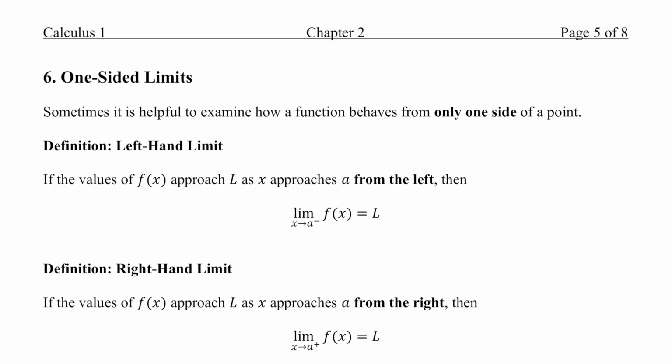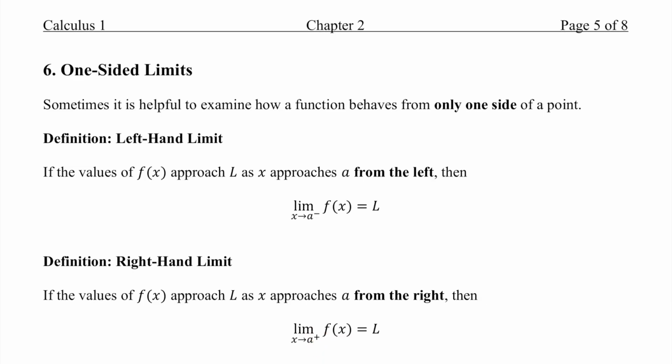Now, for the right-hand limit, if the values of f of x approach L as x approaches a from the right, then we write a little plus sign next to a. This little plus sign means we are approaching from values greater than a. So we move toward the point from the right.